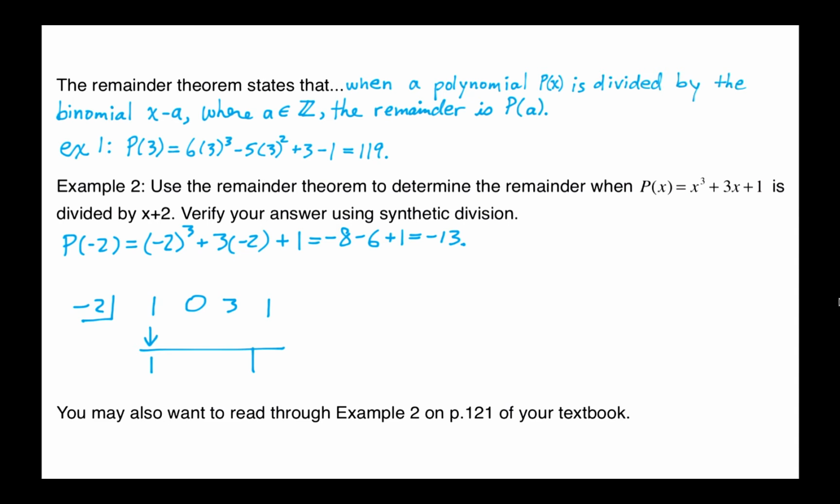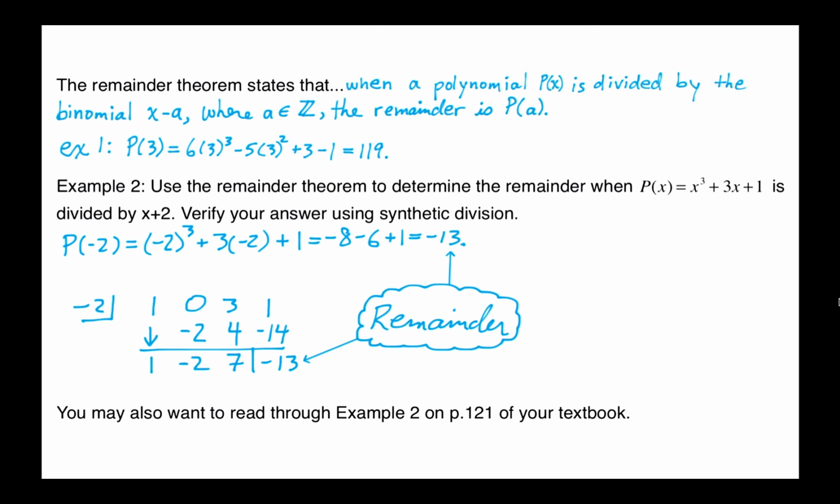So now I'm going to copy down the 1. 1 times -2 is -2. Add those two things together, multiply by -2, add the 3 and the 4, multiply by -2, add those two together. Here's the remainder, it's -13. So in both cases, I get the same remainder.